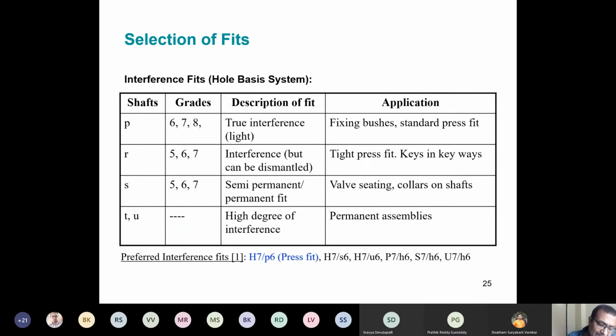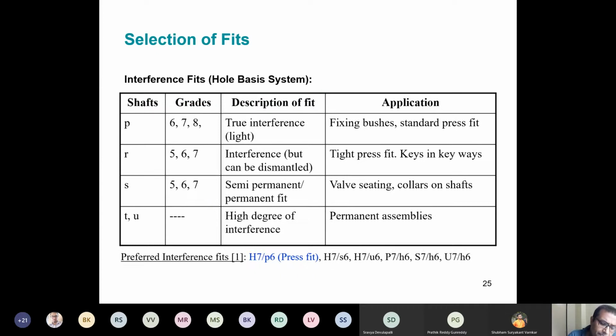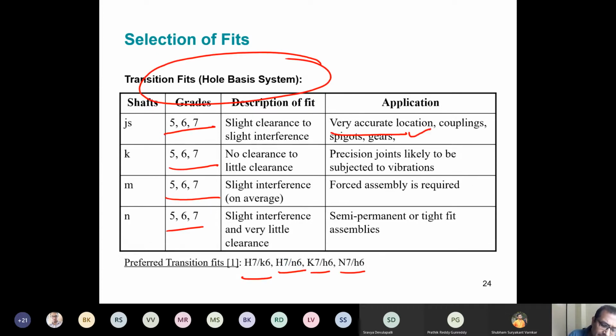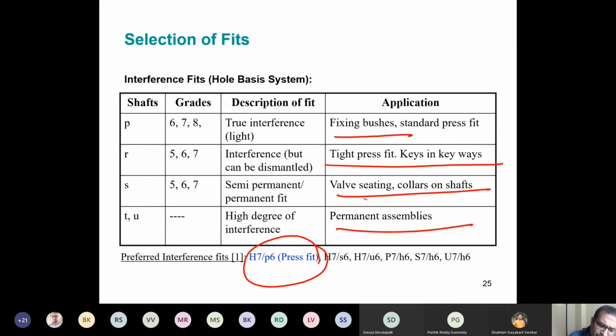Okay. And then if you see interference, this was transition fit. These are the preferred transition fit. The first one was clearance, second one was transition. The third one are interference. When you have bushes, when you have keys, when you have valve seatings and permanent assemblies, then you have very high interference. So H7 P6 is a press fit. Then S7 U6, P7 H6, S7 H6, U7 H6. These are the preferred interference fits.